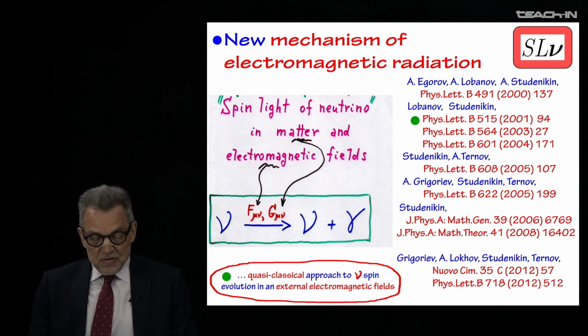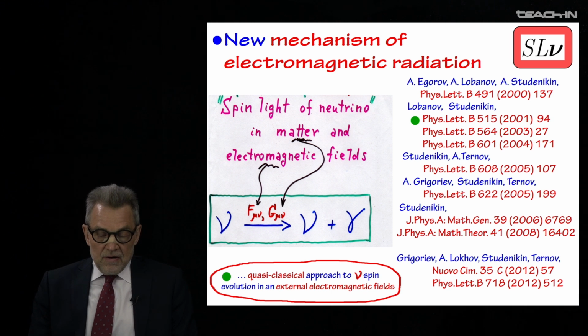At first, we developed the quasi-classical theory of these phenomena. We calculated the rates, the power, and the energy spectrum of emitted photons, etc., using the quasi-classical approach to the description of the neutrino spin evolution in an external environment, including the possible presence of external electromagnetic fields and external background matter.